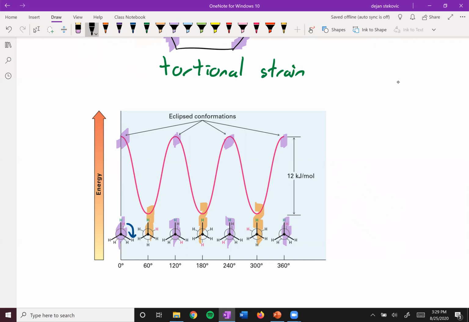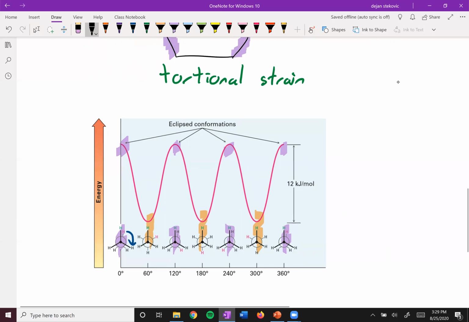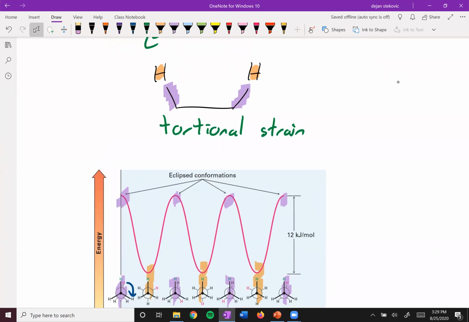And so at room temperature, ethane is free to rotate. It can rotate about all of this stuff. But at lower and lower temperatures, the energy barrier becomes high relative to the amount of available energy, and then it can't rotate. And again, the reason for this is torsional strain. Later on, we'll learn about steric strain.